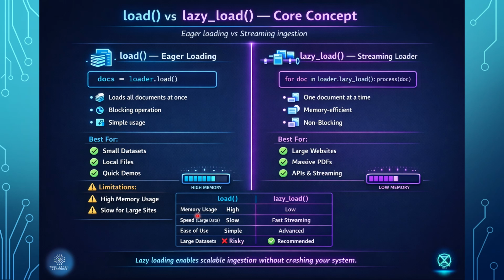If you see the comparison, memory usage is high for load, whereas it is low for lazy_load. Speed is good for lazy_load. Ease of use is better for load, but on large-scale applications it is better to go with lazy_load. And for large datasets also, you will have to prefer lazy_load.